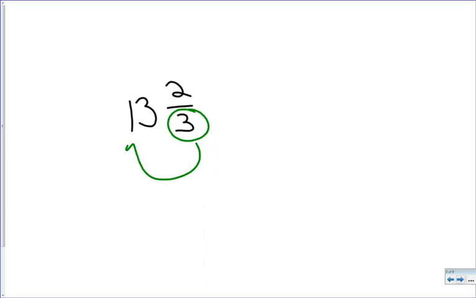It should turn out to be the same. So we got 13 and 2/3. Remember, the process for working with this one is you take the bottom number and multiply it by the whole number. So what's 13 times 3? Anyone? 60. No, not 60. 13 times 3. 39. So I get 39.